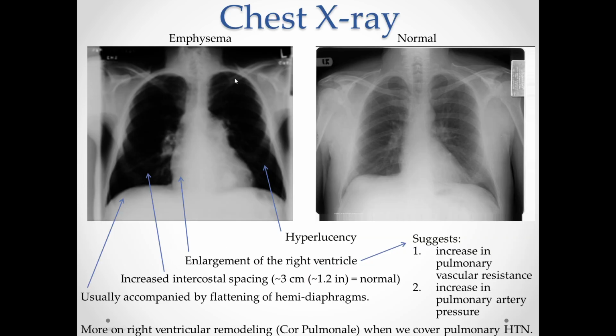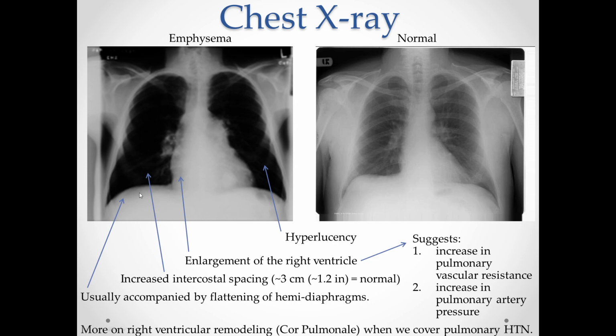Now, on a chest x-ray, on the left here, you see a chest x-ray of somebody with emphysema, and on the right, you see a normal chest x-ray. You see that there are pretty profound alterations, such that a person that has emphysema has an increase in hyperlucency of those lung fields relative to a normal lung. But also there's enlargement of the right ventricle in this case. Again, that suggests there's an increase in pulmonary vascular resistance and increased pulmonary artery pressure. Oftentimes there's an increase in intercostal spacing, and I give you the centimeter markings of normal, and there's actually increased intercostal spacing.